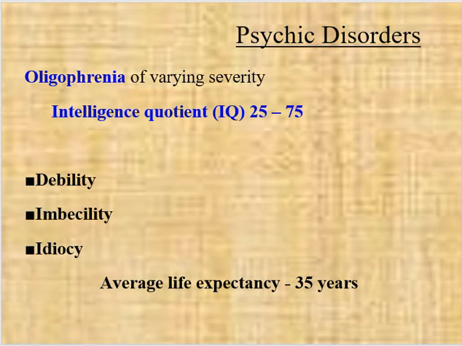Psychic disorders, oligophrenia of varying severity. Intelligence quotient, IQ, minimum 25, maximum 75. Average life expectancy, 35 years.